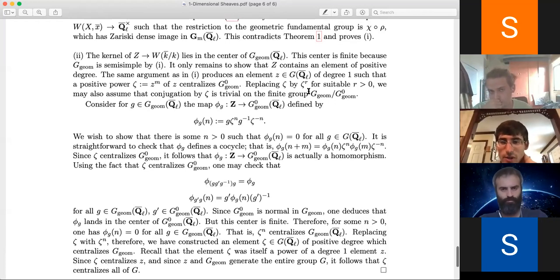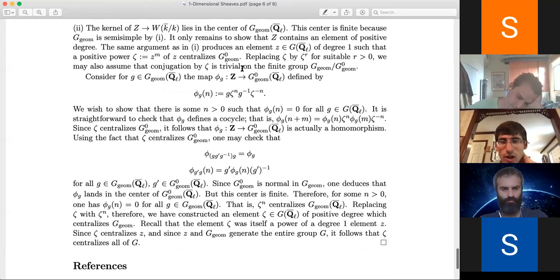So replacing zeta by zeta to the R for suitable R, we can also assume that conjugation by zeta is trivial on this geometric monodromy group. Well, sorry, we can assume it's trivial on this quotient group I meant. This is some finite étale group scheme, whatever. So we can assume that conjugation by it is trivial on this finite group of connected components.